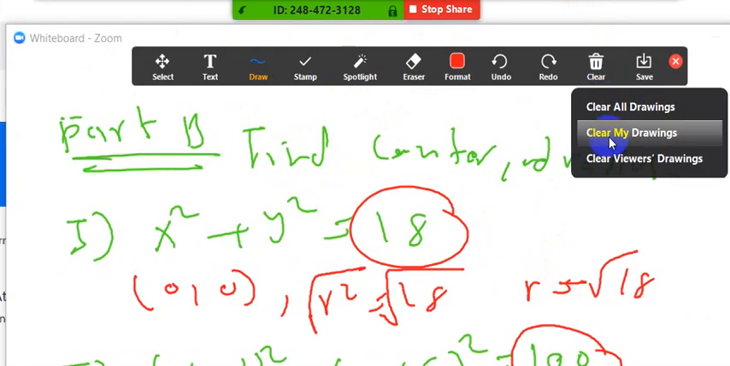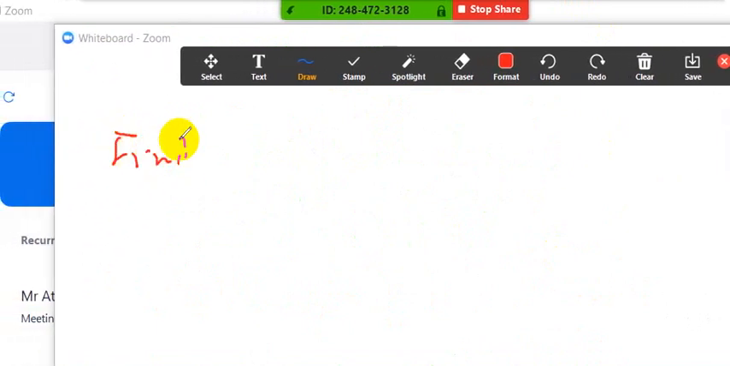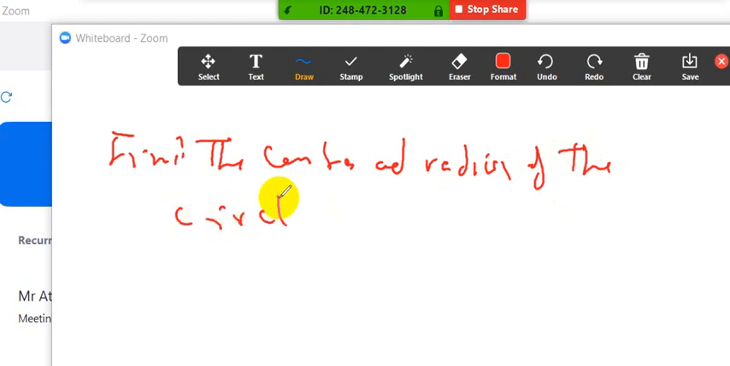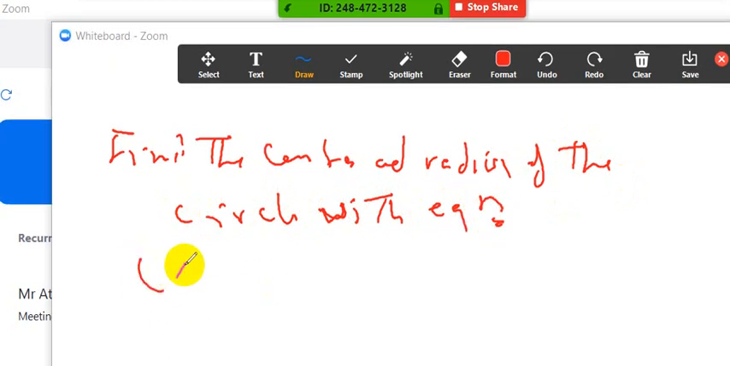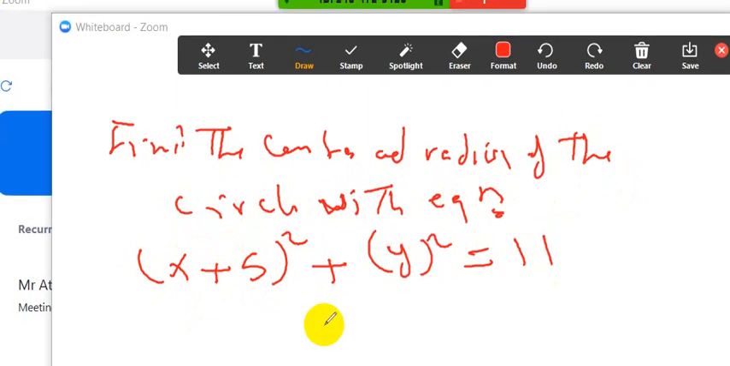Another example for part 2: find the center and radius of the circle with the equation, say, (x plus 5) squared plus y squared equals 11.